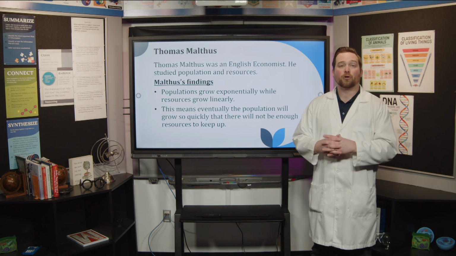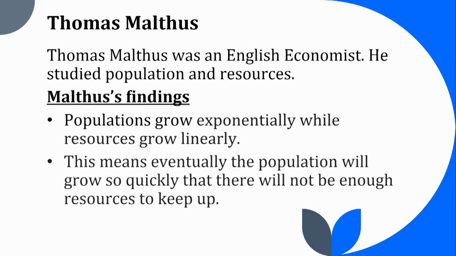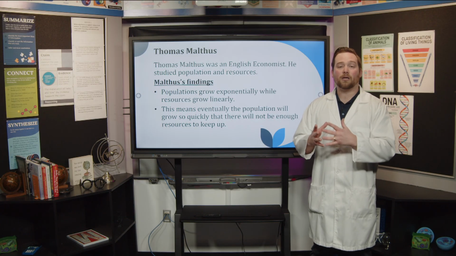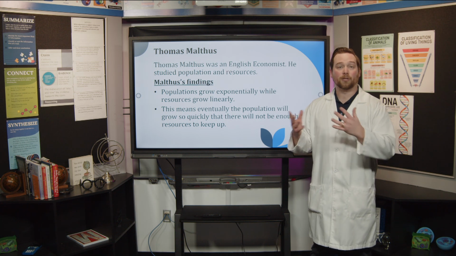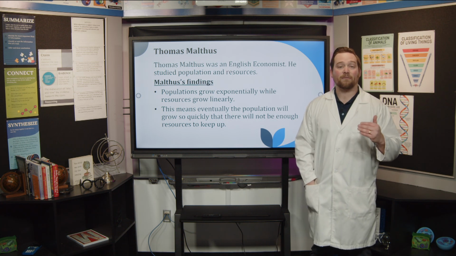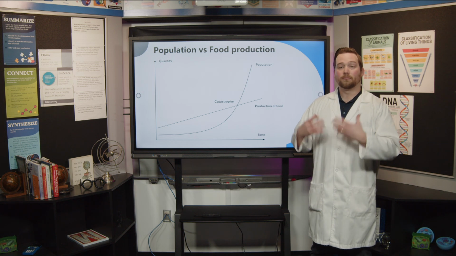So we're going to start off by talking about an individual known as Thomas Malthus. Now, he was not a scientist, he was actually an economist. So he studied the economy. He studied populations and resources. And some of Malthus's biggest findings were that populations grow exponentially while resources grow linearly. What that means is that populations grow at a much faster rate than resources do. This means eventually the population will grow so quickly that there will not be enough resources to keep up with the population growth. And he had this graph that summarizes it in a lot of detail.